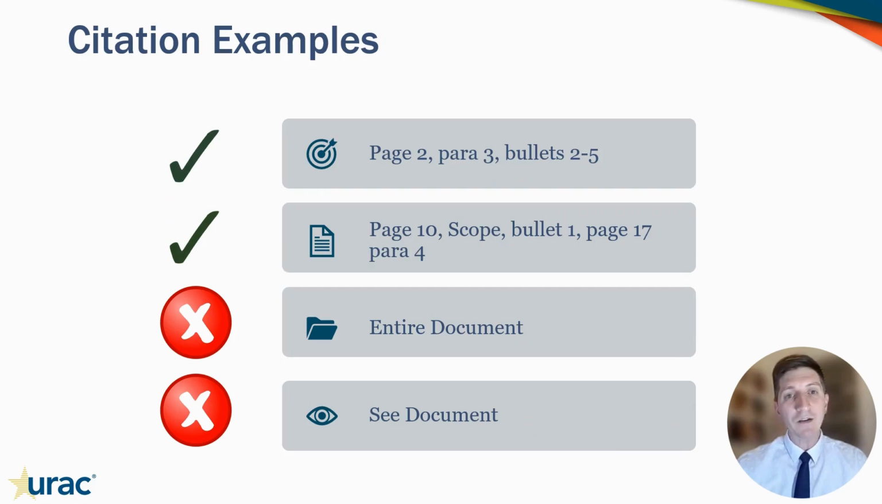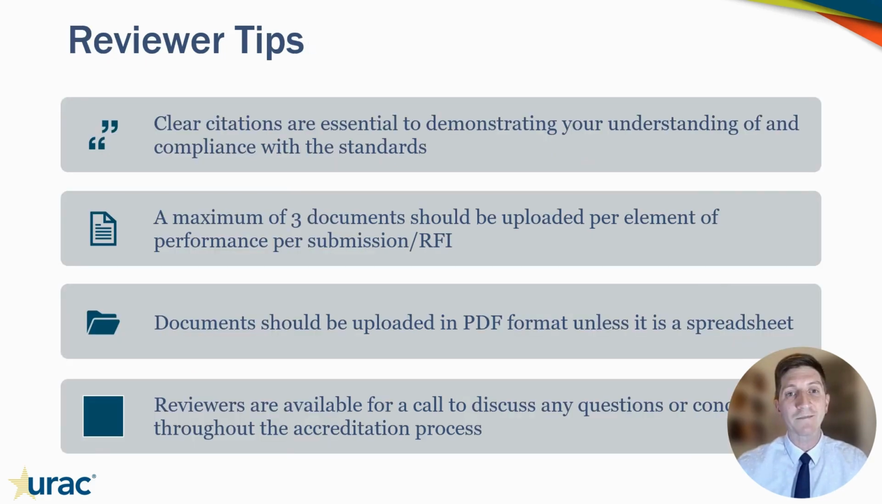A couple examples here, like what I just talked about: specific paragraphs, specific bullet numbers. Do not say entire document, do not say see document. If these documents are not properly cited, the reviewer will send them back to you. Again, we can't look through the document to find evidence of compliance on our own. We need to be pointed there by the applying organization so we know that you know what the guide is talking about and what's asked for compliance.